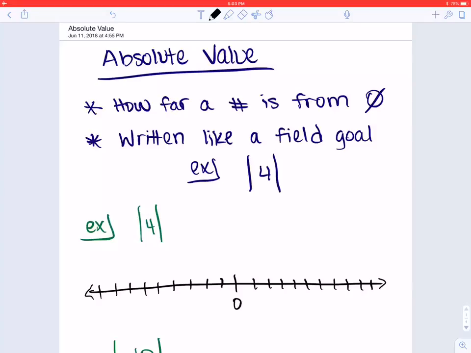Let's do a real quick lesson on absolute value. Absolute value is simply asking how far a number is from 0. I like to call it a field goal, but really absolute value are these bars. Make sure you draw them extra long, because if you don't, it can look like 100 and something 141. You really have to extend the bars above and below so you know they mean absolute value. So again, we're just asking how far is the number from 0.